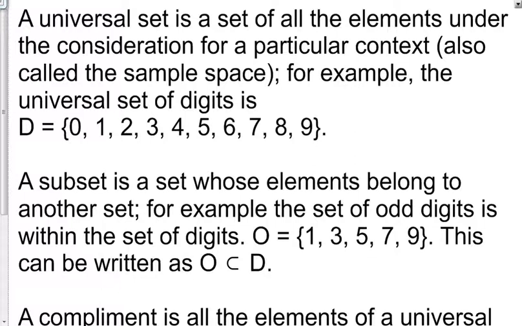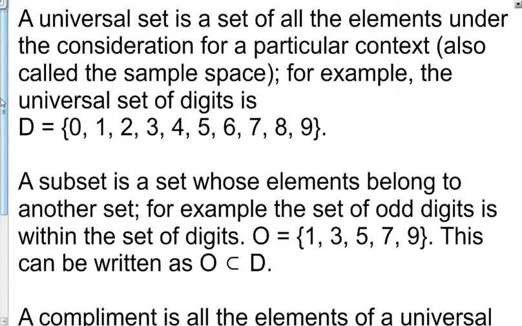A universal set is a set of all of the elements under consideration for a particular context. It's also called a sample space. For example, the universal set of digits are from 0 to 9. So D is equal to {0, 1, 2, 3, 4, 5, 6, 7, 8, and 9}. And then I close my bracket.